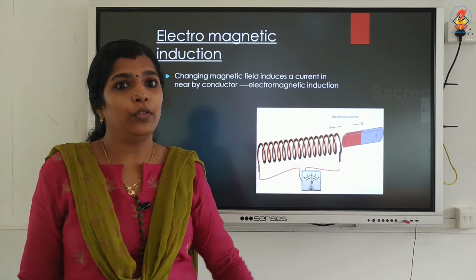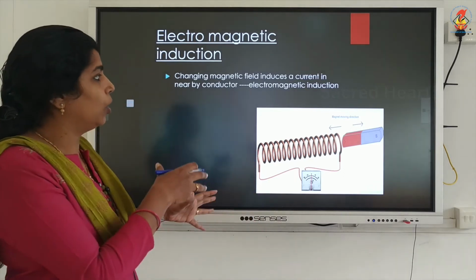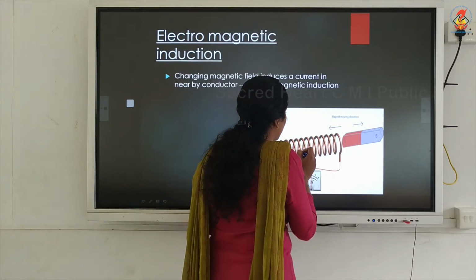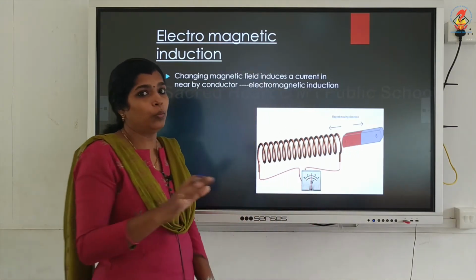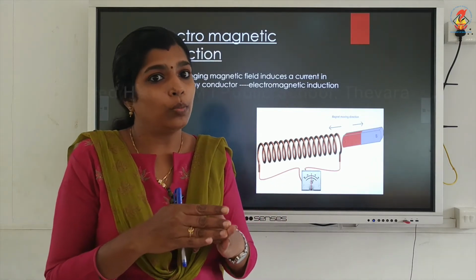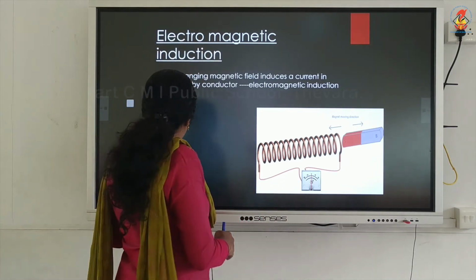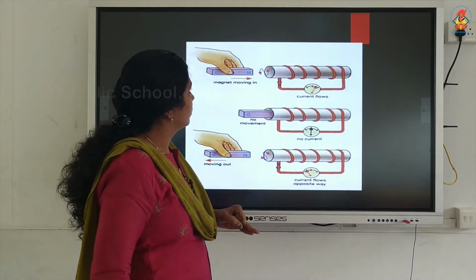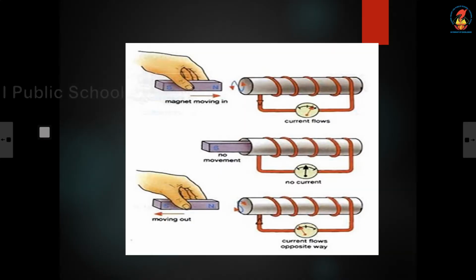Now, what will happen if you keep the magnet inside the coil? You are moving this magnet and you are keeping it inside the coil. It is not moving. Both the magnet and the coil are not moving.